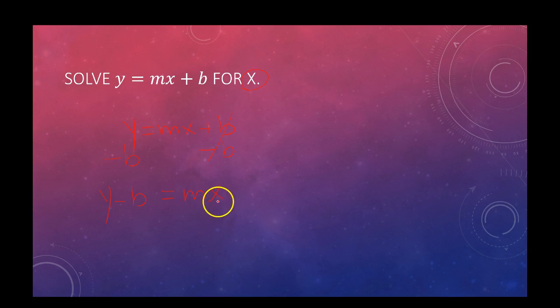Now, I want x by itself, so let's divide by that coefficient of m, divide it over here. So notice as we go through these, I'm not getting rid of any variables, I'm just shuffling them around. And that would be your answer for slope-intercept form, but now getting x by itself. Okay, let's look at this one.